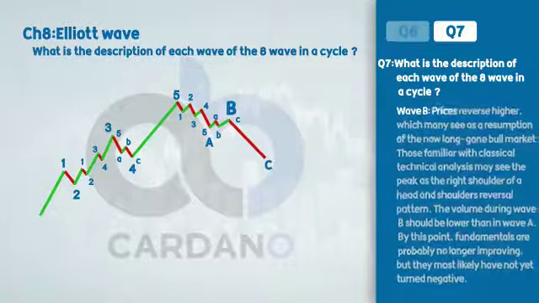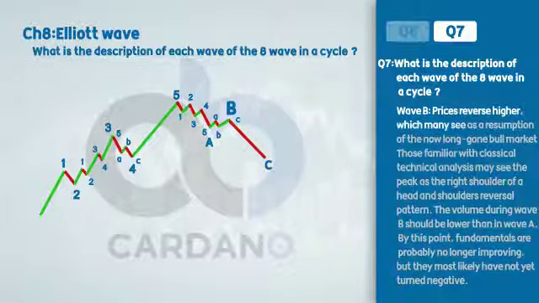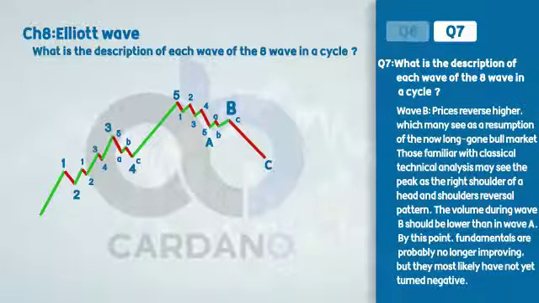Wave B. Prices reverse higher, which many see as a resumption of the now long-gone bull market. Those familiar with classical technical analysis may see the peak as the right shoulder of a Head and Shoulders reversal pattern. The volume during Wave B should be lower than in Wave A. By this point, fundamentals are probably no longer improving, but they most likely have not yet turned negative.